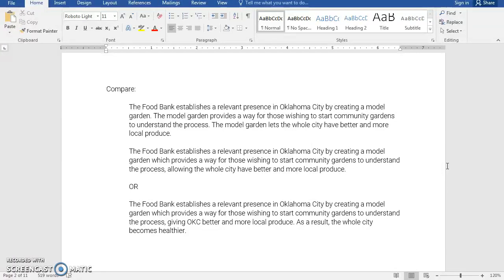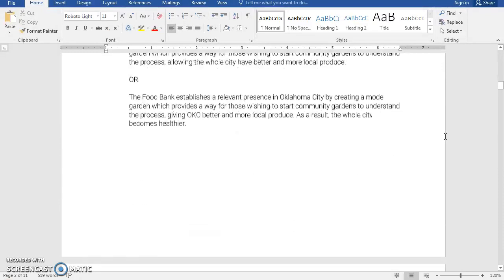The food bank establishes a relevant presence in Oklahoma City by creating a model garden which provides a way for those wishing to start community gardens to understand the process, giving OKC better, more local produce. As a result, the whole city becomes healthier. Personally, I like this one a little better. It's slightly longer, but it kind of has that punch. I love that phrase, as a result. It ties it all together. It kind of gives you a conclusion. And that conclusion is tied directly to the relevance, right? Healthier city. Okay, and again, I've done this just on a few sentences. If you do this 20 times throughout your recommendation report, think about how much stronger it's going to be.